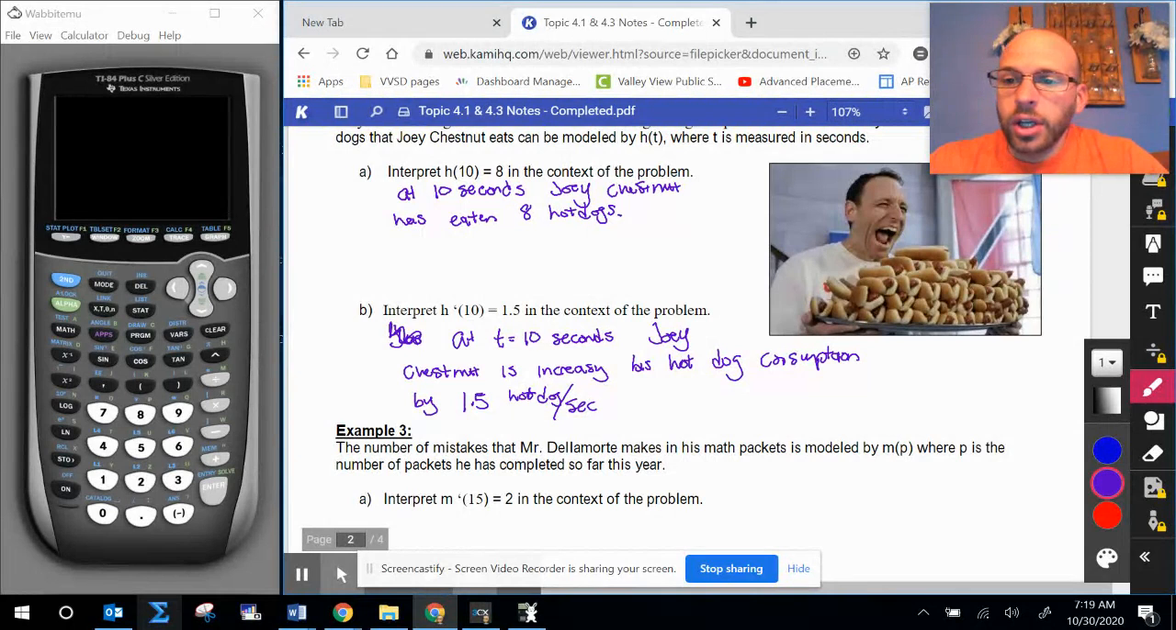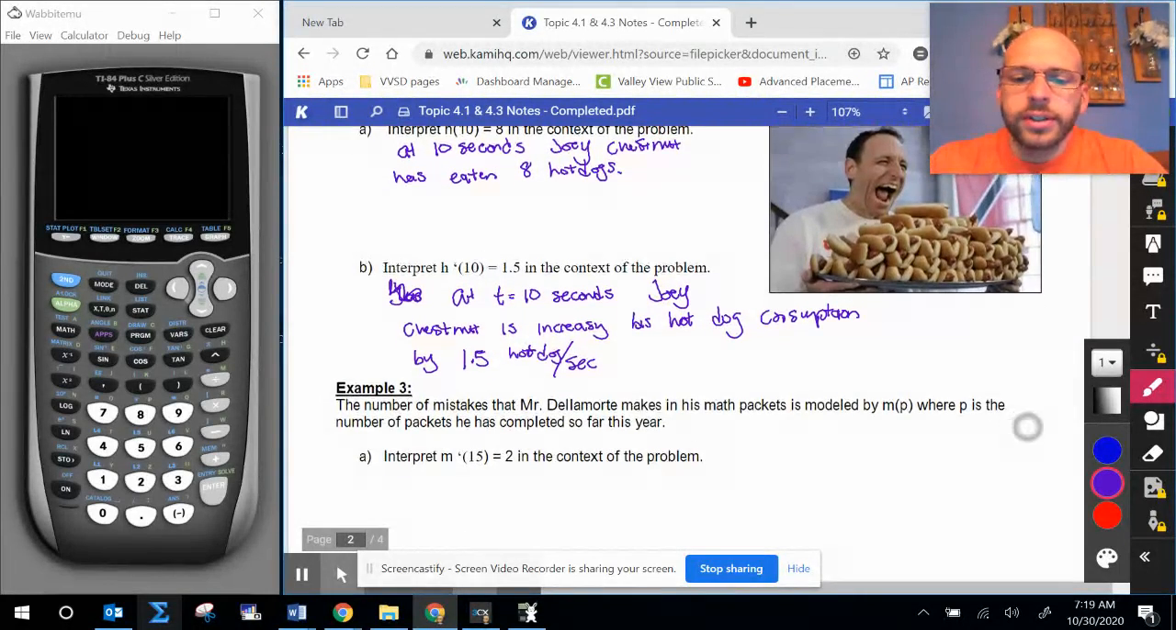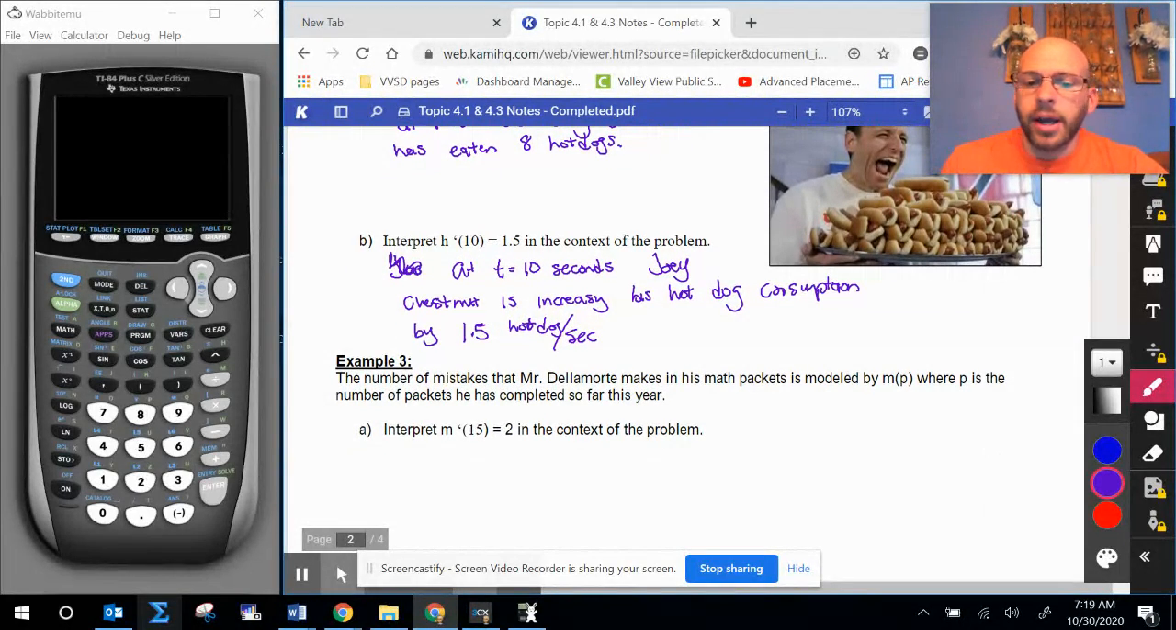His rate of change, his velocity of eating hot dogs is increasing, right? So the amount is increasing by a rate of 1.5 hot dogs. Now, as he gets more full, you know that rate of change will probably go negative. It'll probably start decreasing. But again, I want you to understand this in context here.